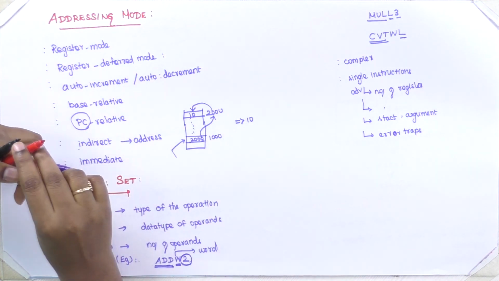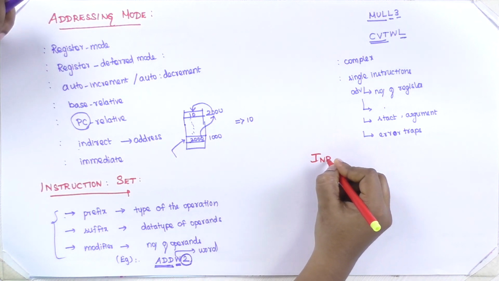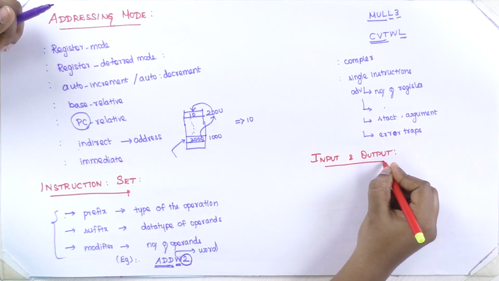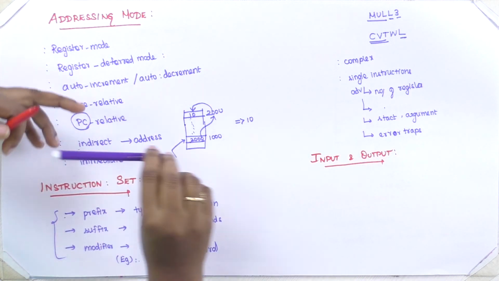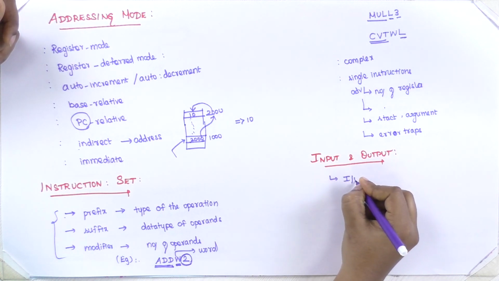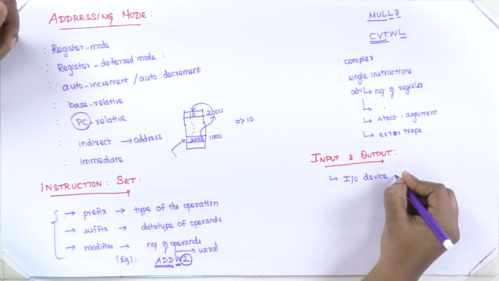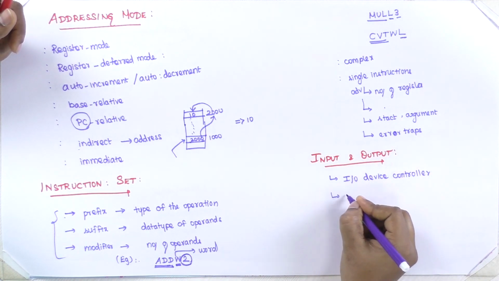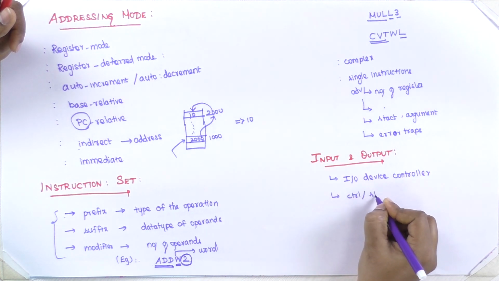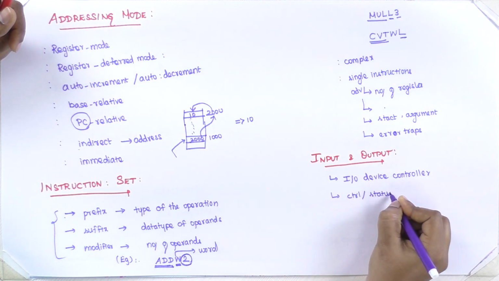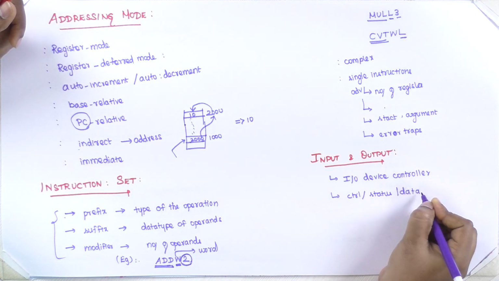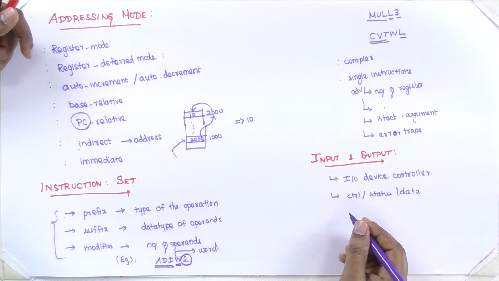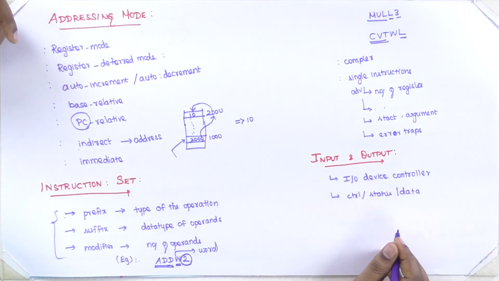So the last hardware feature is input and output. Input and output operation is performed by input and output device controllers. Each controller has a set of status and control registers and also data registers which are assigned locations in physical address space. The portion of address space where I/O control registers are mapped is called I/O space.